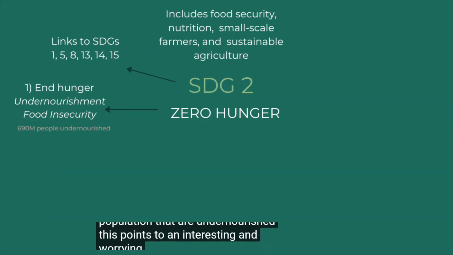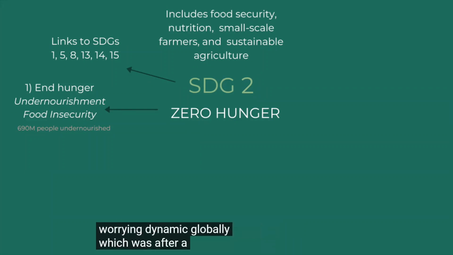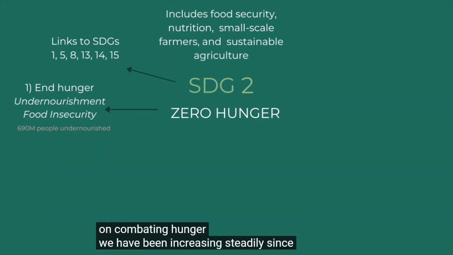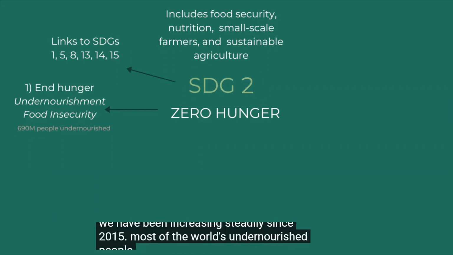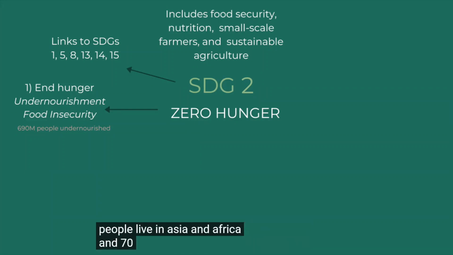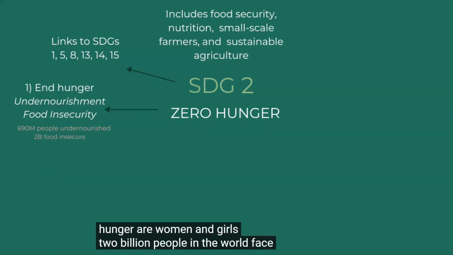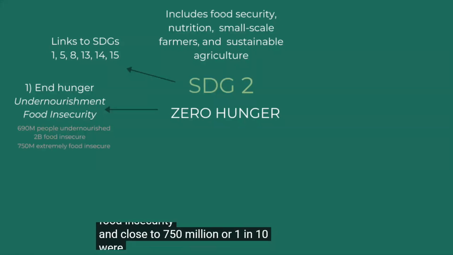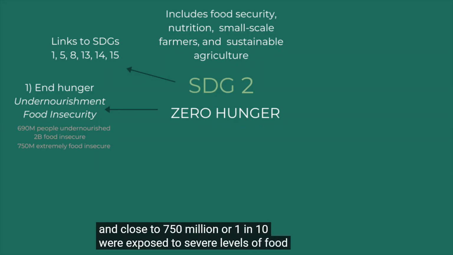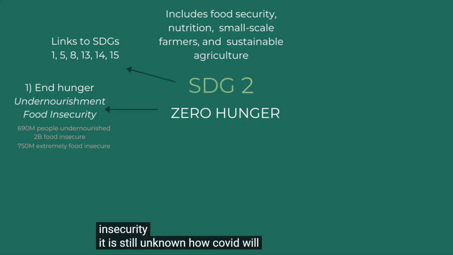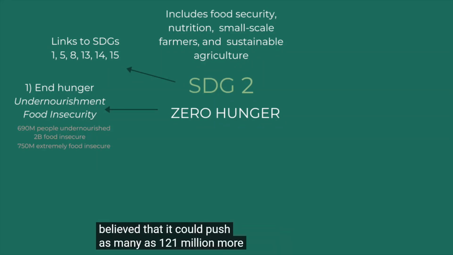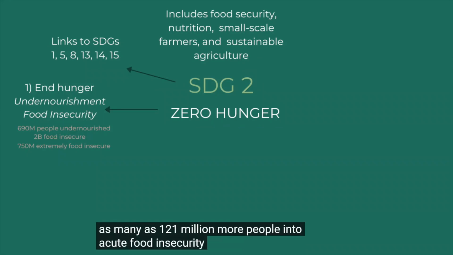This points to an interesting and worrying dynamic globally, which was after a decade of improvement on combating hunger, we have been increasing steadily since 2015. Most of the world's undernourished people live in Asia and Africa, and 70% of the people facing chronic hunger are women and girls. 2 billion people in the world face food insecurity, and close to 750 million, or 1 in 10, were exposed to severe levels of food insecurity. It is still unknown how COVID will impact global hunger rates, but it is believed that it could push as many as 121 million more people into acute food insecurity.